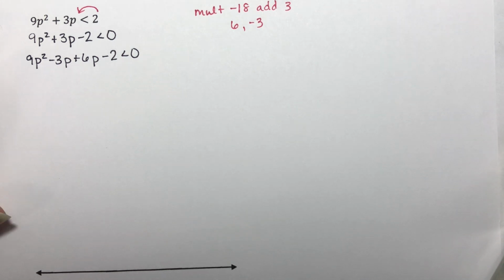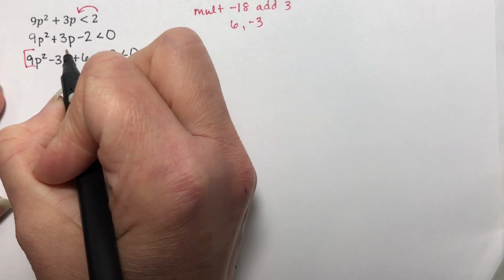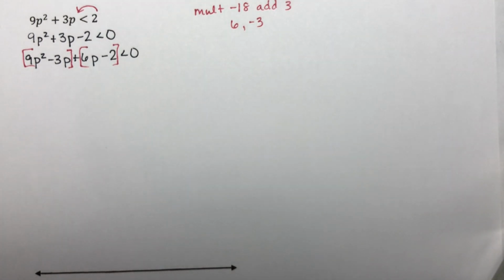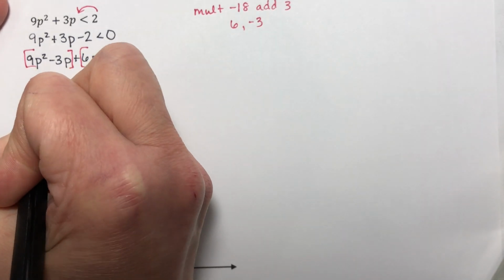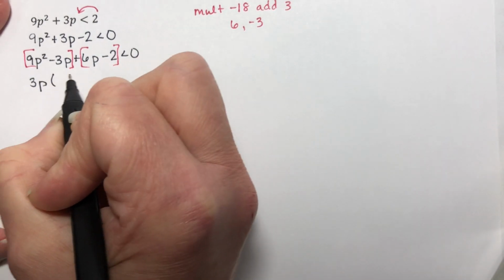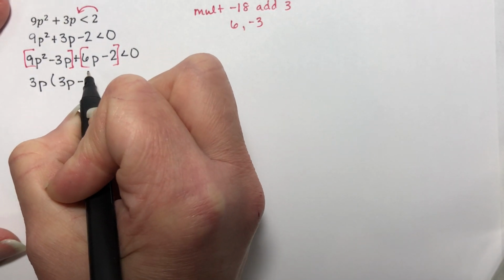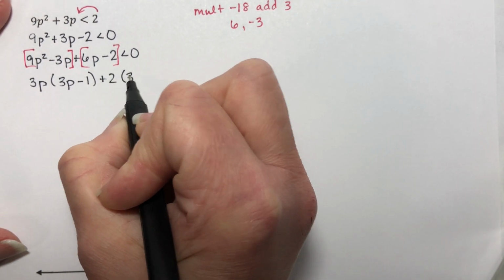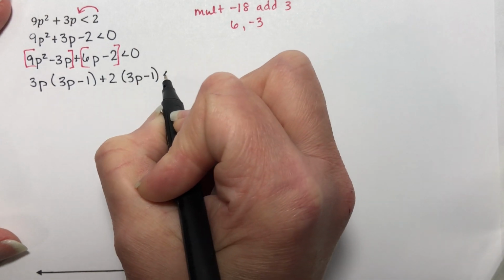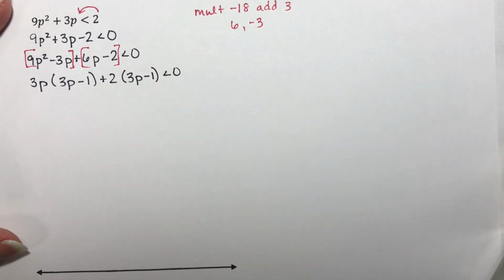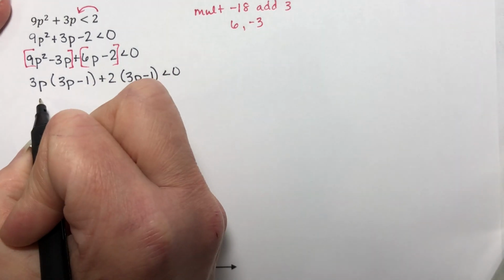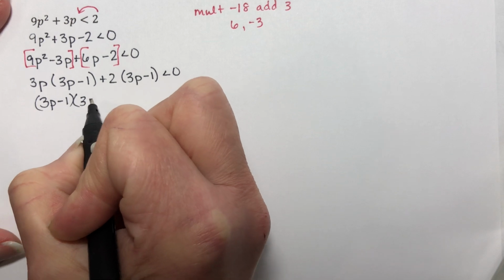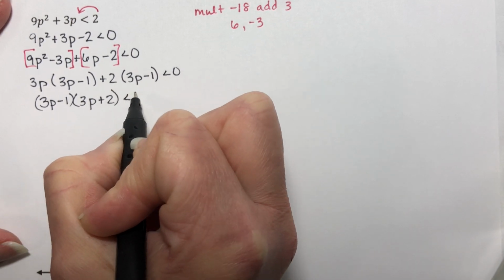Okay, now add your grouping symbols and factor what you can. From the first group, I can factor out a 3 and a p. And that leaves 3p minus 1. And from your second group, you can factor out a 2, leaving 3p minus 1. And that's less than 0. Now factor out the 3p minus 1. And you have 3p plus 2 less than 0.